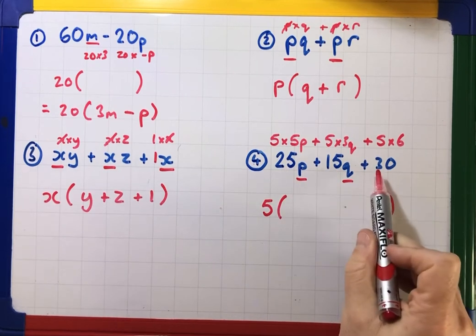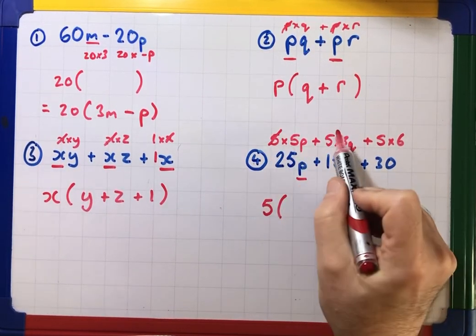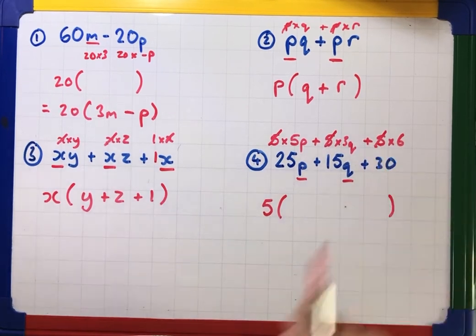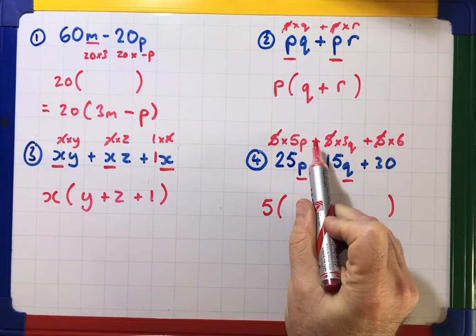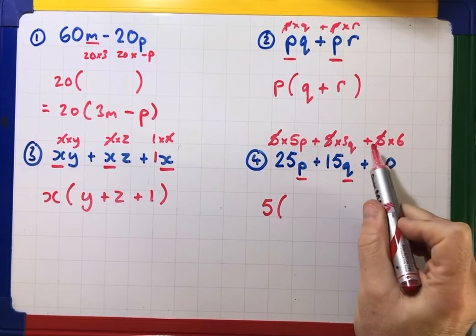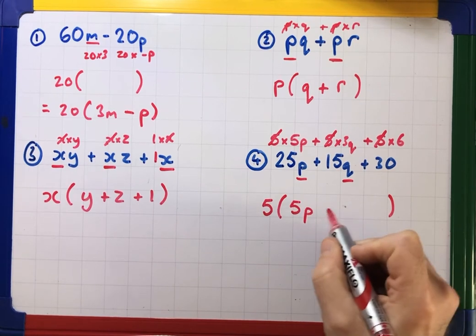So if we put the 5 on the outside, then we get rid of those. And what we're left with is 5p plus 3q plus 6. And that's what we put in here.